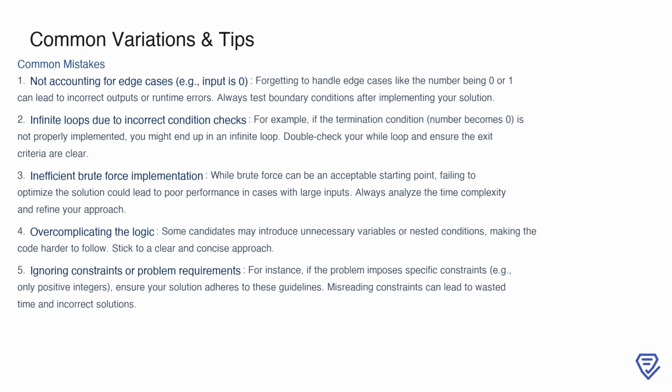Common mistakes can often be the difference between a correct solution and one that fails or produces errors. First, it's important to account for edge cases. For example, if the input number is 0 or 1, your code should handle these gracefully without causing errors. Testing boundary conditions ensures your solution is robust. Another common issue is infinite loops, often caused by incorrect or incomplete condition checks in your while loop. Always verify that your termination criteria are clear, ensuring the loop exits when the number becomes 0.